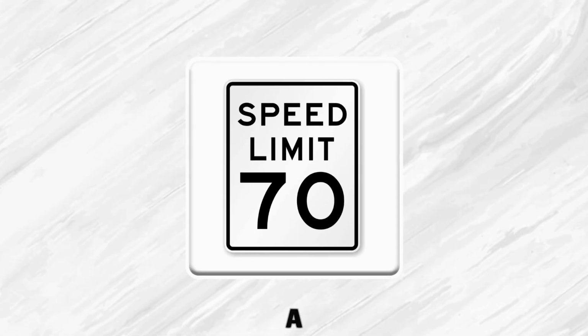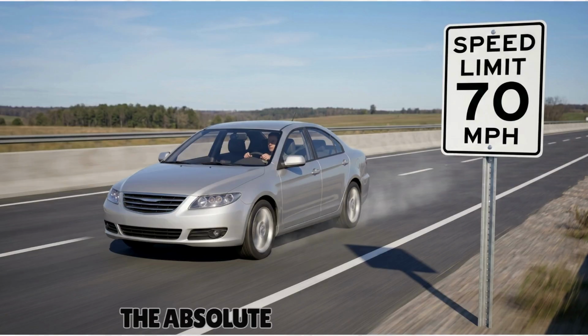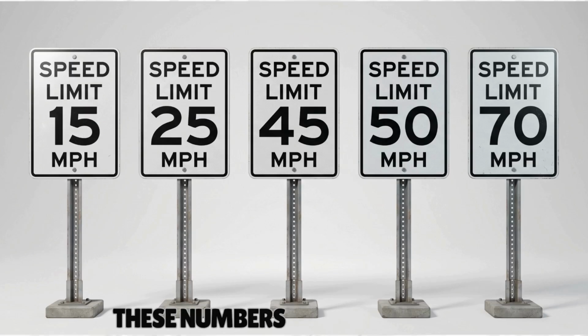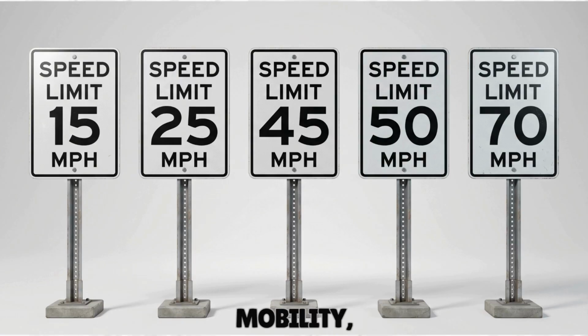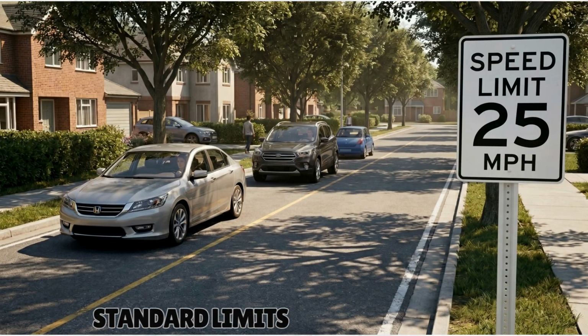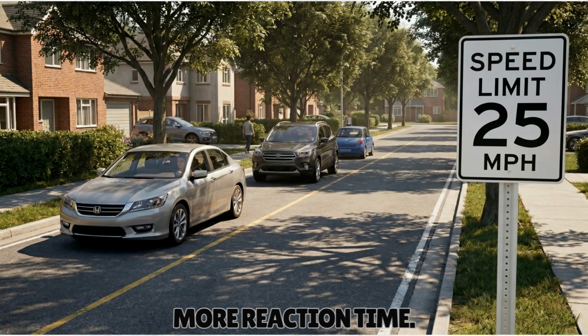Speed limit sign. A speed limit sign displays the absolute maximum speed legally permitted under ideal driving conditions. These numbers aren't random, engineers calculate them based on road curves, visibility, and crash data. Standard limits were introduced to drastically cut down on accidents and give drivers more reaction time.